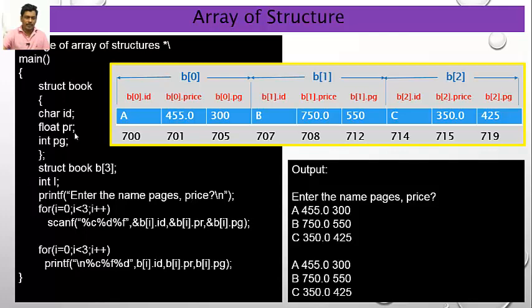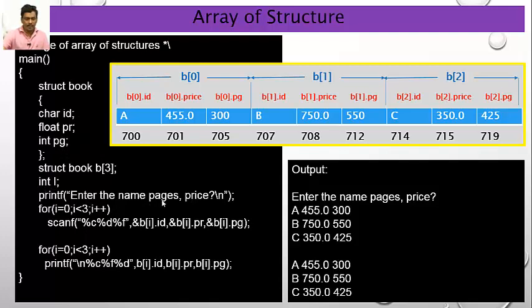struct book with character id, float pr, integer pg. So struct book B of 3. This is a structure array, that is an array of structures. The variable name is B, but it has 3 structure locations. Each location consists of 3 elements. Each location is capable of storing 3 values.